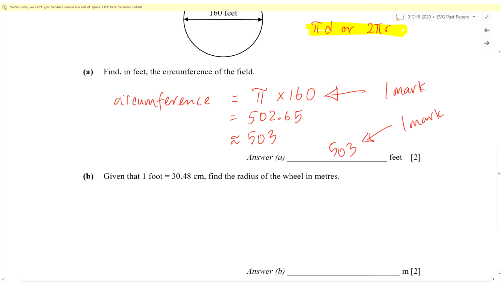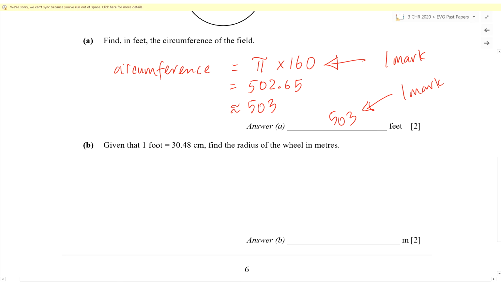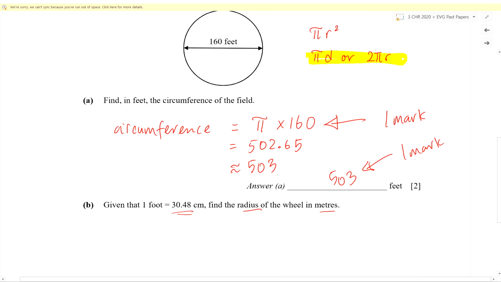Now they further tell us that 1 foot is 30.48 centimeters. Is that the length of your foot? Roughly about there, 30 cm. Find the radius in meters. Okay, so we need to have the radius first. If the diameter is 160 feet, radius 160 over 2, which is 80 feet. Okay, that's the radius in feet.